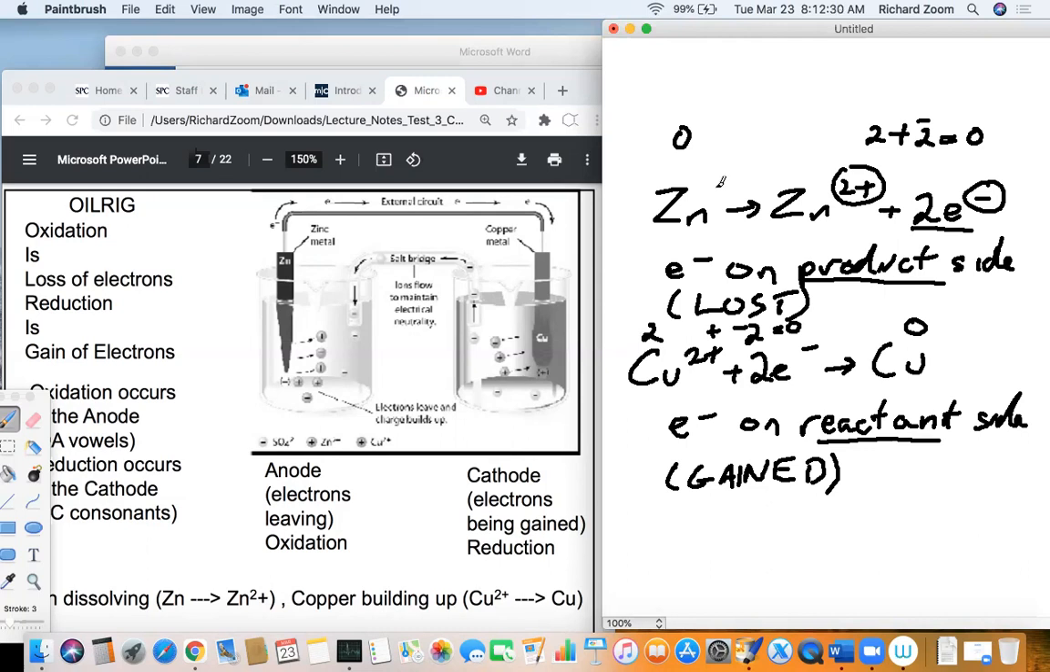Does anybody have any questions? Now, the other thing is that oxidation occurs at the anode.